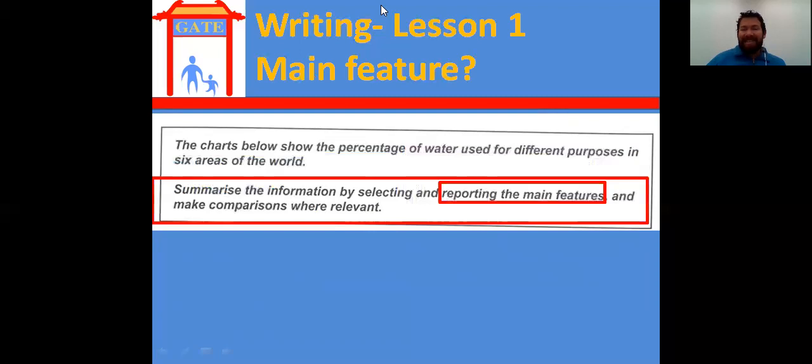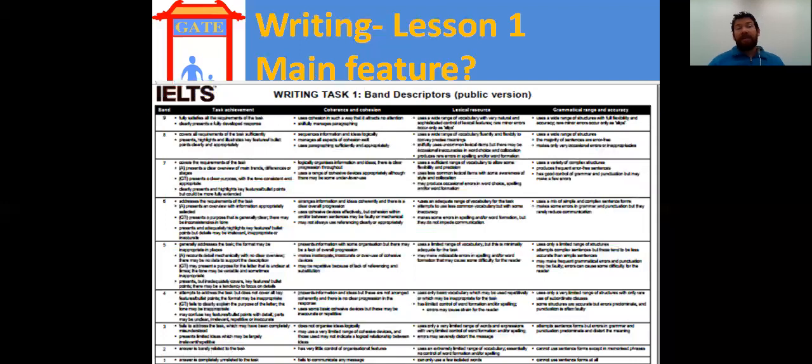And this is the number one thing. This is the most important thing you have to do. It tells you in every single question: report the main features. Okay. So I cannot emphasize enough how important it is that that is what you must do first. Okay. The question asks you to do that. Okay. Let's have a look at something else here. The band descriptors. Now, please do not get upset. Oh, I can't see it. The writing's too small. Don't worry.